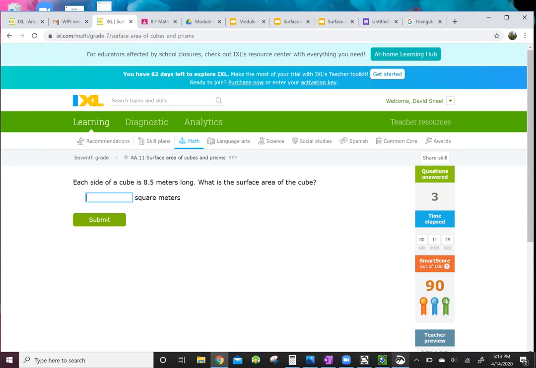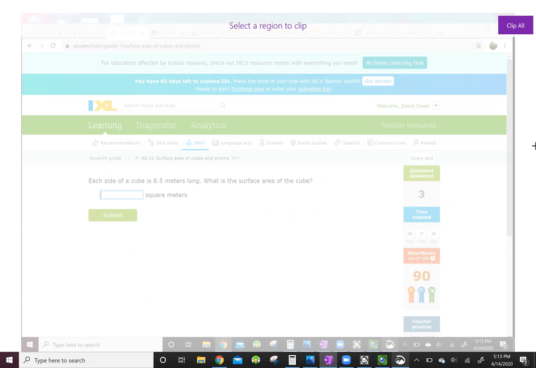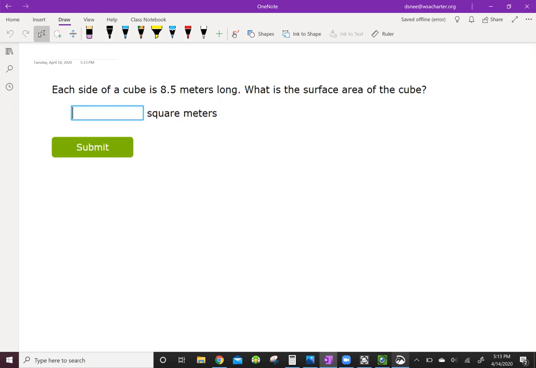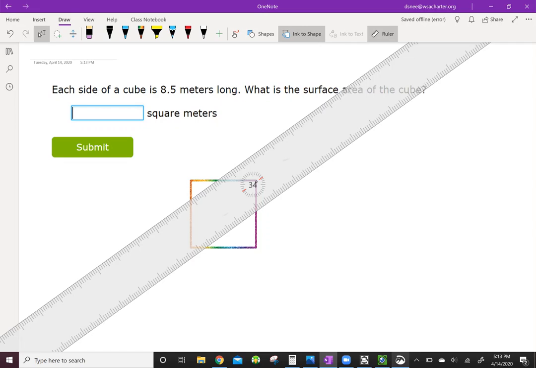Okay, this is a little bit different. It says each side of a cube is 8.5 meters long. What is the surface area of the cube? So this gets a little bit more tricky. It says each side is 8.5 meters long. So I'm going to do this. Each of these is 8.5. And it's a cube, and I'm trying to find the surface area of this cube, right?